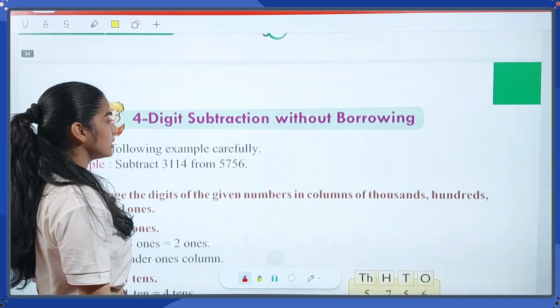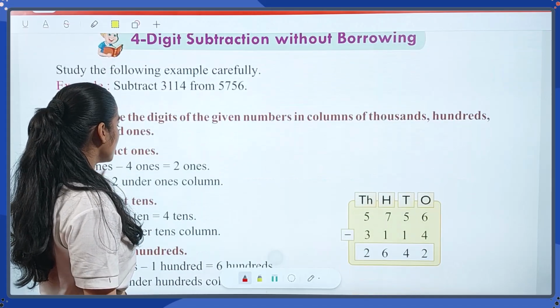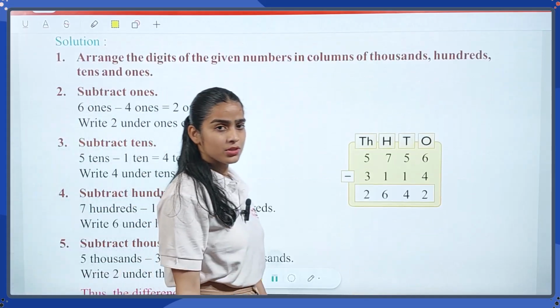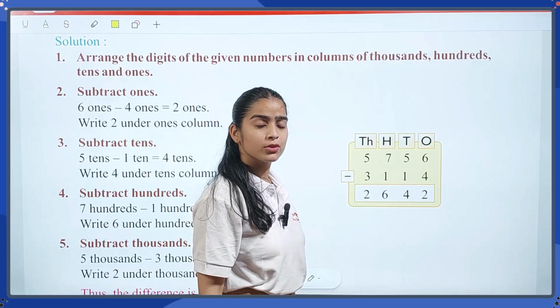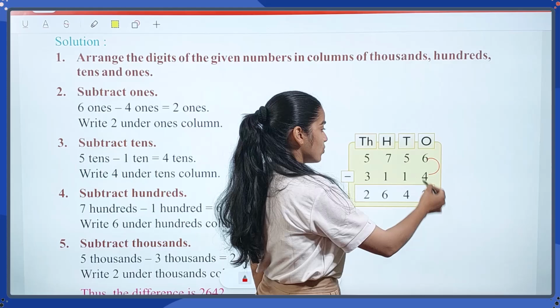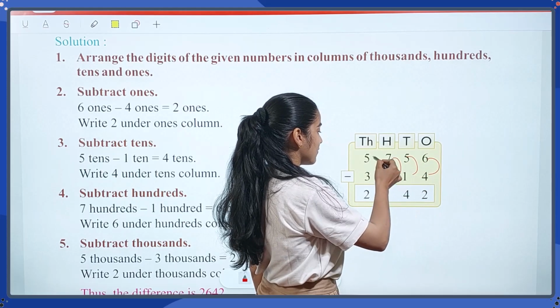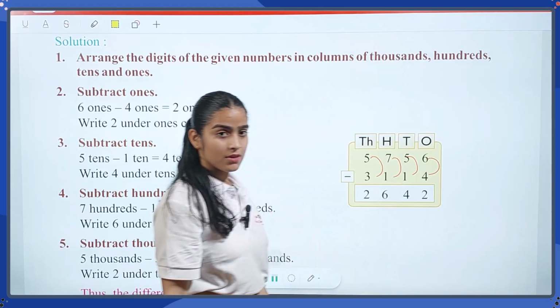Now we have to learn about 4-digit subtraction without borrowing. So here we have a question. The same process you have to apply here which we are following for the 3-digit number or 2-digit number. So 6 minus 4 is 2, 5 minus 1 is 4, 7 minus 1 is 6 and 5 minus 3 is 2. So in the same way you can do this.